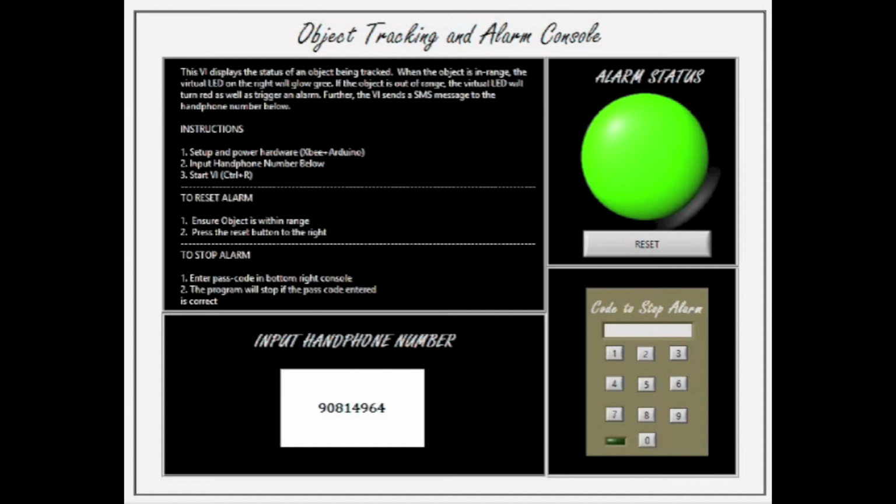Now, let us assume that we want to switch off the alarm when the object is outside the range. This can only be done by the owner of the object, and he needs to input a secret passcode in the subpanel number 4. The secret passcode in this case is 1, 2, 3, and 4. So let me show you a demonstration. Assume that the object moves outside and the alarm starts playing. As you saw, I input the secret passcode in the numeric keypad in subpanel number 4. This stopped the alarm and also the VI.